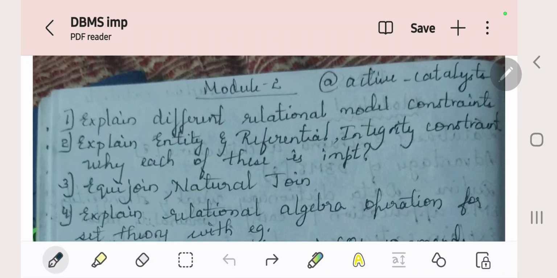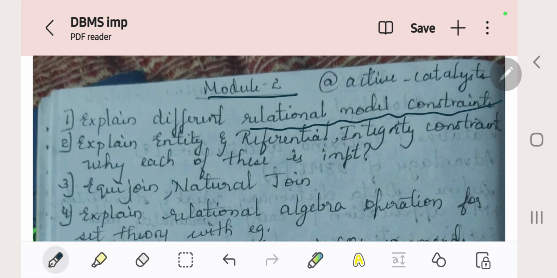In this video, you will understand the important questions of DBMS from Module 2. The first question is: explain different relational model constraints. You have to take one example and explain each of the constraints, or else you will not get complete marks. Then the second one is: explain entity.